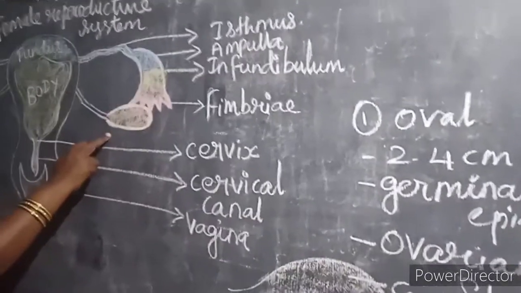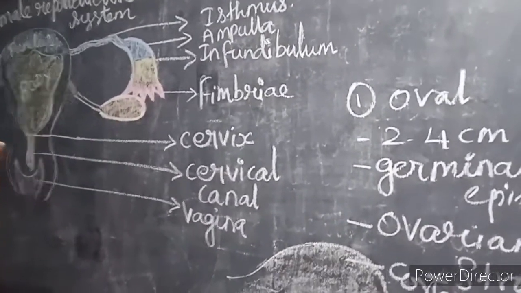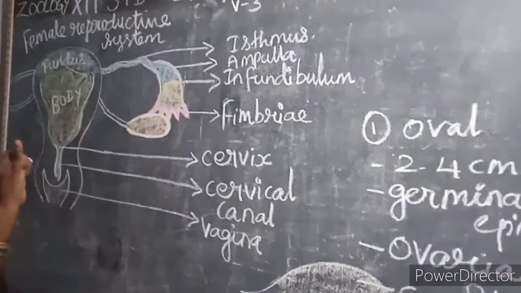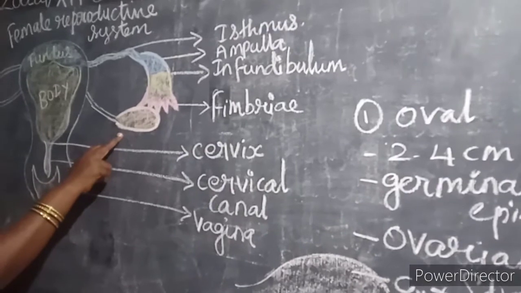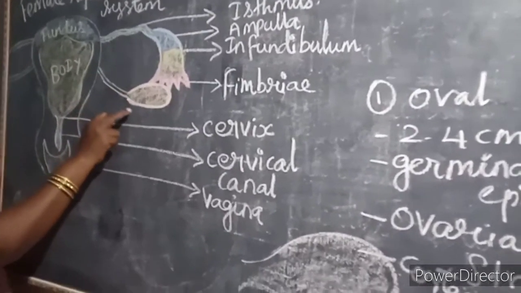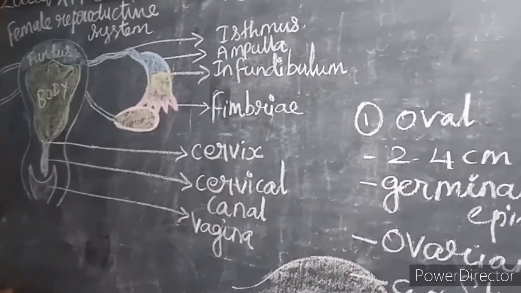So what is the shape of the ovary? It is oval in shape. What is the size? It is 2 to 4 centimeters long, and it is covered by cuboidal epithelium called the germinal epithelium, which encloses the substance called the ovarian stroma.